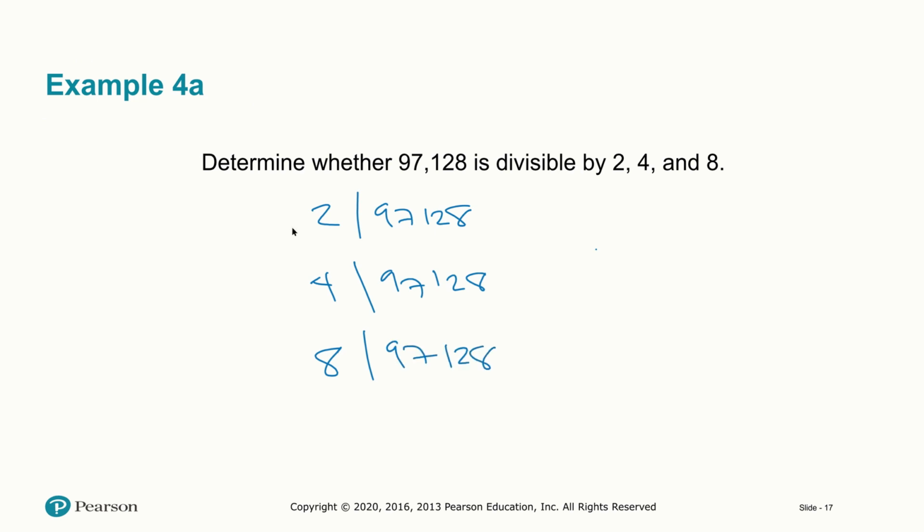You should be comfortable with both types of language. 2 divides 97,128, or 97,128 is divisible by 2. 4 divides the number, or the number is divisible by 4. 8 divides the number, or the number is divisible by 8. They mean the same thing.